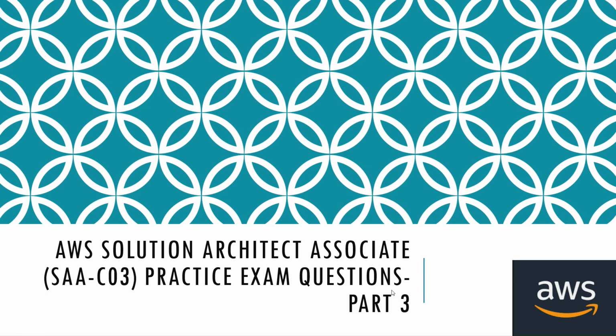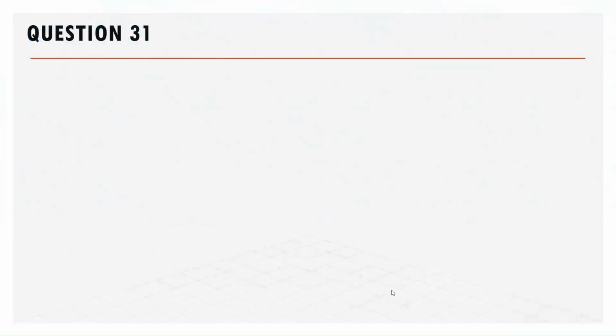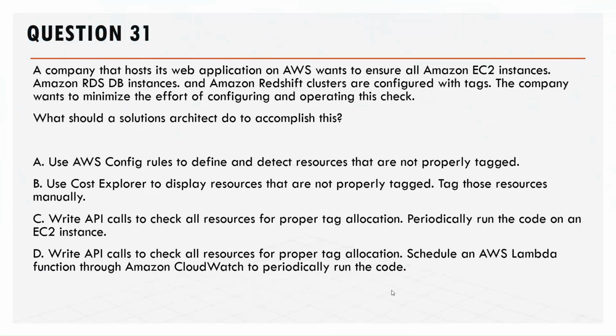So let's look into the questions. Question number 31 says: a company that hosts its web application on AWS wants to ensure all Amazon EC2 instances, RDS DB instances, and Redshift clusters are configured with tags. The company wants to minimize the effort of configuring and operating this check. What should a solution architect do to accomplish this particular task?